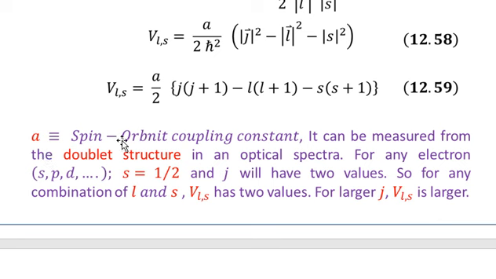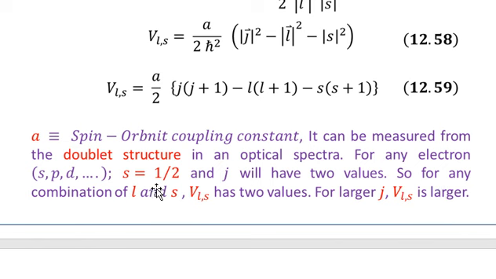So what is A? A is the spin orbit coupling constant. It can be measured from the doublet structure, that is, spectroscopically we can measure this quantity, from the doublet structure in an optical spectrum. For any electron, that is for the s, p, d, and so on, the value of S is equal to half, which is a fixed value for the case of a single electron, and J will have two values only.